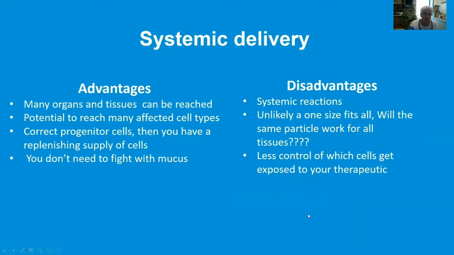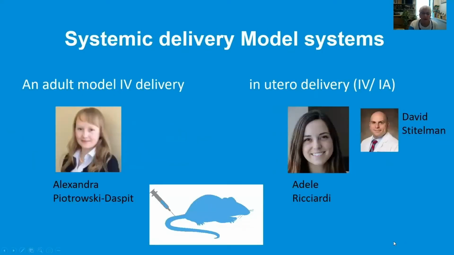But there are disadvantages to systemic reactions. Unlikely that one size is going to fit all when it comes to particles. And you have much less control over where your therapeutic is actually going. So we have two systemic approaches: an adult model, which is actually being spearheaded by Alexandra Petrovsky-Despot, and she actually has a workshop presentation that I suggest you all hear. And then Adele Riccardi has done in utero work with both IV and intra-amniotic delivery.